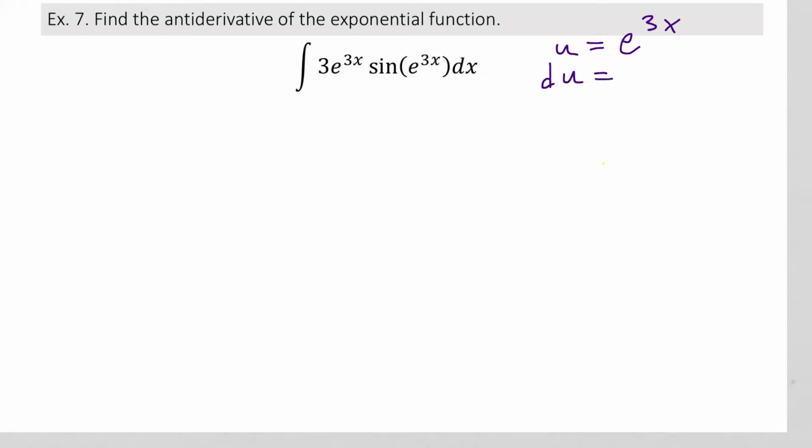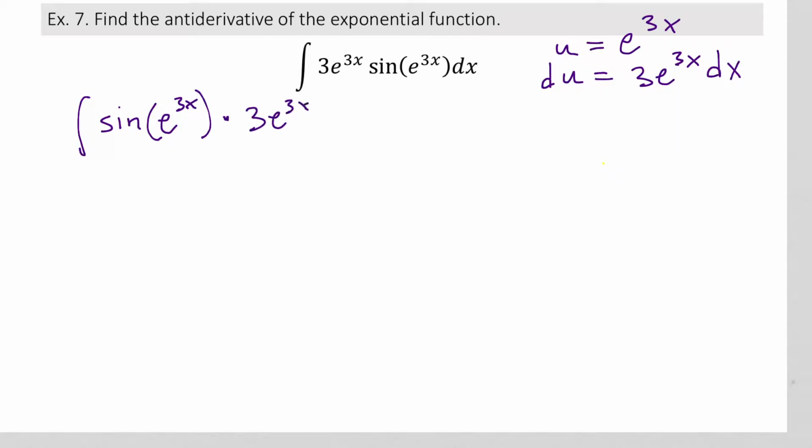du would be 3e to the 3x using the chain rule dx. All right, so looking at my setup here, I've got sine of e to the 3x times 3e to the 3x dx. So I've got the 3e to the 3x, so this is du, and this is sine of u. So my integral is sine of u du.